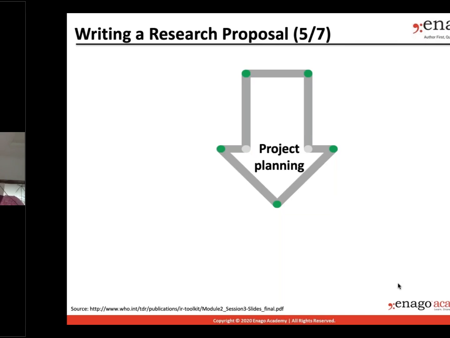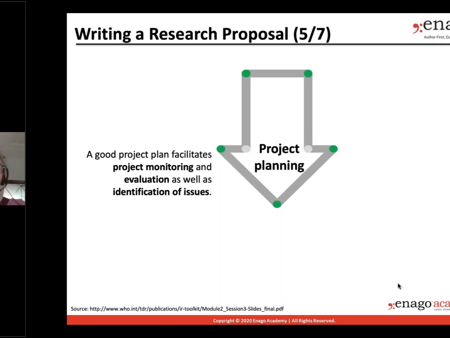So then, project planning for the proposal. A good project plan facilitates project monitoring and evaluation, as well as identification of issues. Again, the more rounded and thought through what you're proposing, the more reliable and trustworthy you're going to look. And it means any potential red flags or hesitancy which the reviewers might have are likely to be put aside. They're not going to worry about you actually achieving what you say you're going to do. So be really clear about who is going to do what and when, and where from. That's a sense of thinking about what various expertise is required and who's going to supply it.